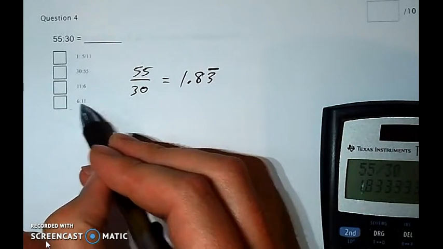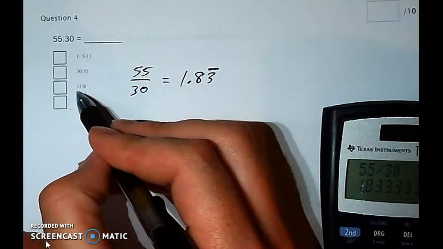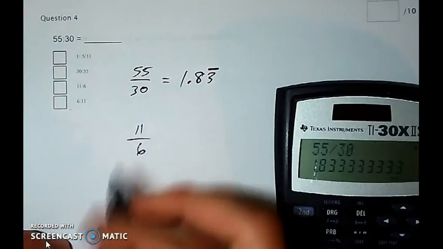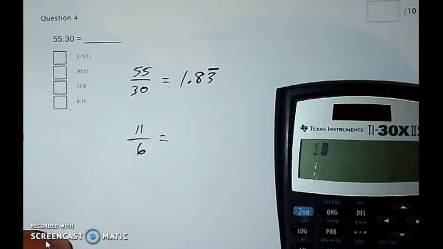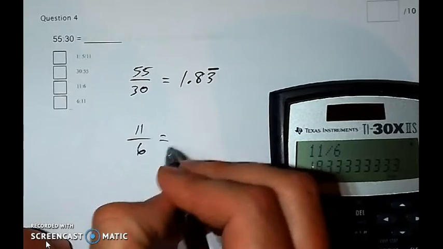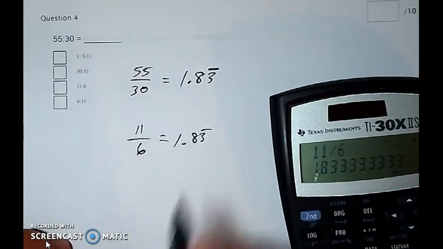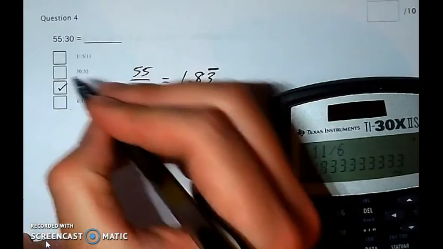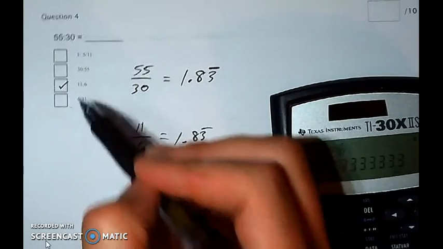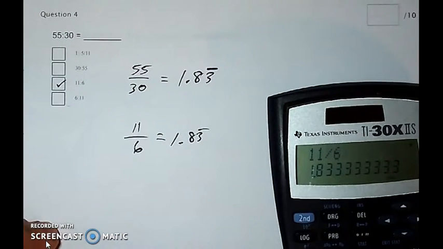6 divided by 11, that wouldn't really make sense. I'm going to try 11 over 6 here, and we'll see if that works. 11 divided by 6 actually gives us that exact answer, 1.83 repeating. All right, so 11 over 6, 11 to 6 is our best answer there. And you can just try the other ones as well and see if they work, but that's probably the easiest way to do this.